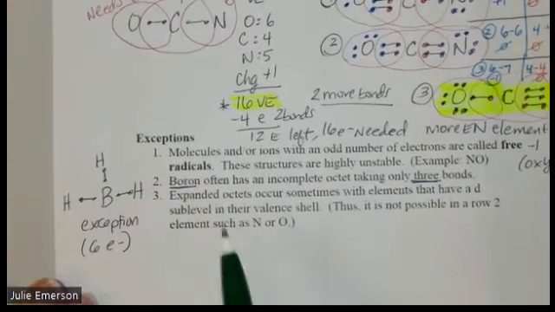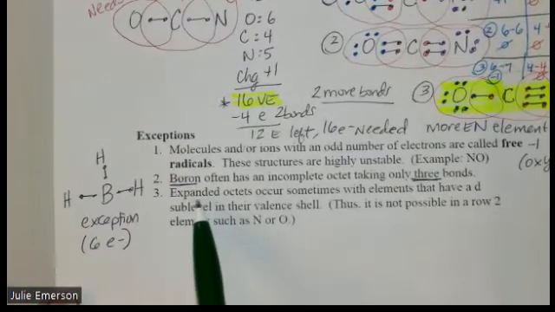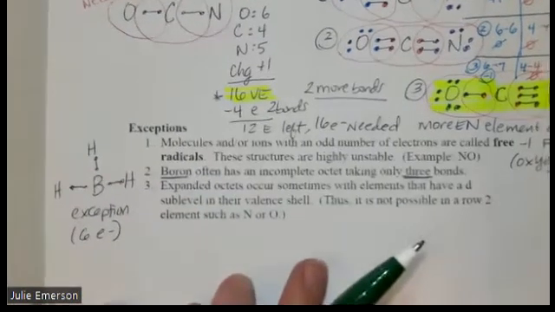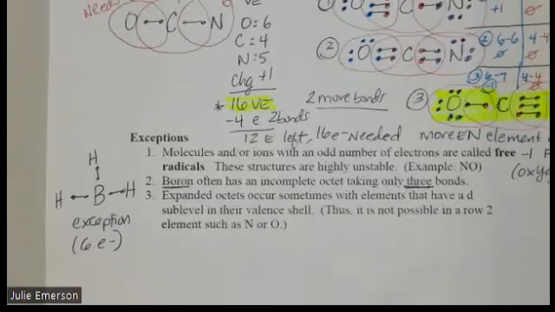All right. Now, the other exception that'll come up more often is when you can have an expanded octet. And that's what I talked about earlier. This is only possible when the s and p orbitals can hybridize with d orbitals. And those d orbitals have to be available in the same energy shell, the valence shell. So a row 2 element cannot expand the octet. So nitrogen, oxygen, fluorine, they can't do this.